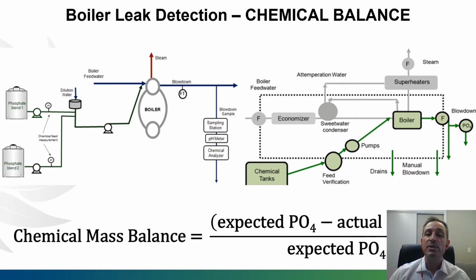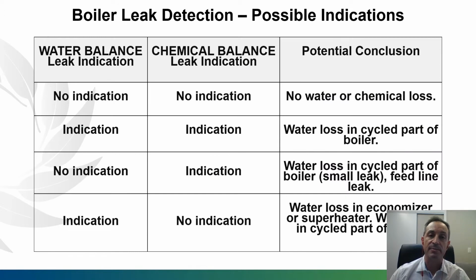So the difference between the expected phosphate residual and the actual phosphate residual may give you an imbalance, which can indicate also a small or even a large leak in the system. So to summarize, if both systems, water balance and chemical balance, do not indicate any leakage, of course the conclusion is that you don't have losses, don't have leakages in the system.